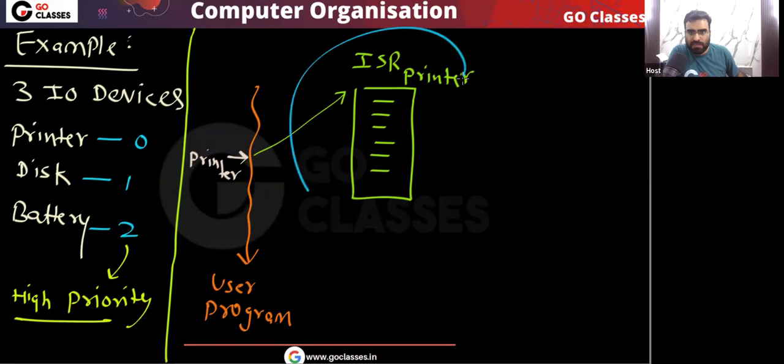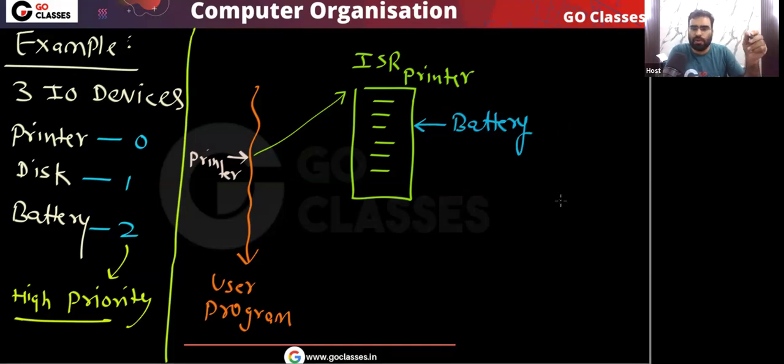Now, when we are executing this ISR, let's assume that at this point a battery interrupt is coming. What is happening at this point? Tell me. For example, let's assume you have low battery in your computer. If you have low battery, then the battery controller will send the interrupt to the CPU. Yes or no? So let's assume that during this printer ISR instruction, the battery is sending the interrupt that you have low battery. The system is about to shut down. Connect to charger. Yes or no?